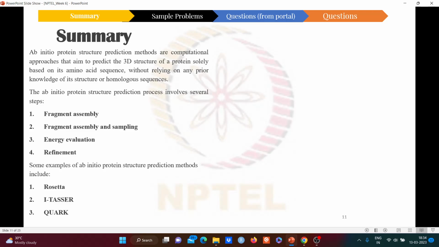Ab initio protein structure prediction methods have made significant progress in recent years and have been successful in predicting the structures of several small proteins with high accuracy. However, predicting the structure of larger or more complex proteins remains a major challenge for ab initio methods, and further developments in algorithms and computational techniques are needed to improve their accuracy and reliability in predicting the structure of larger and more complex proteins. So here I'll be discussing today's most well-known method, that is AlphaFold.